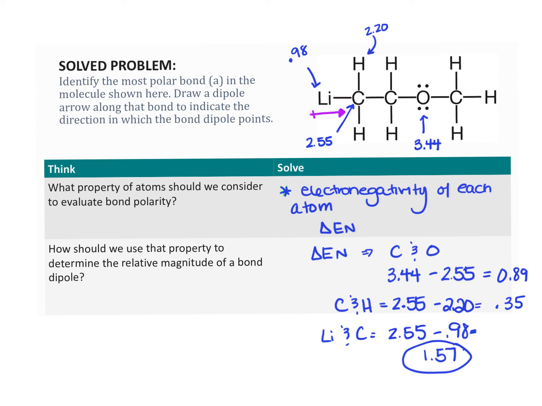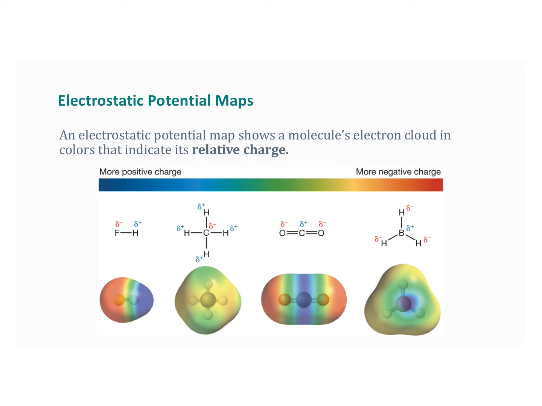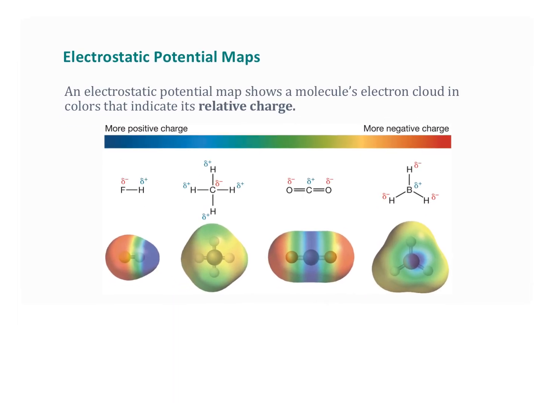Now, one of the things that we can use to illustrate the distribution of charge along a covalent bond is something called an electrostatic potential map. And so I want to show you some of these. An electrostatic potential map is going to show a molecule's electron cloud in colors that indicate its relative charge. I want you to notice that red corresponds to the buildup of negative charge. So red is going to correspond to negative charge.